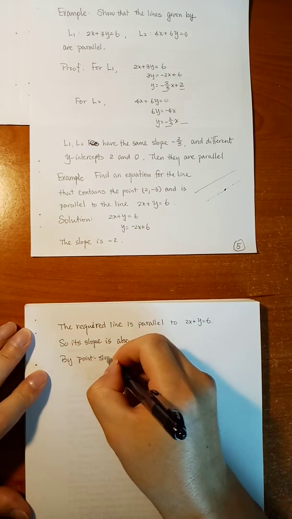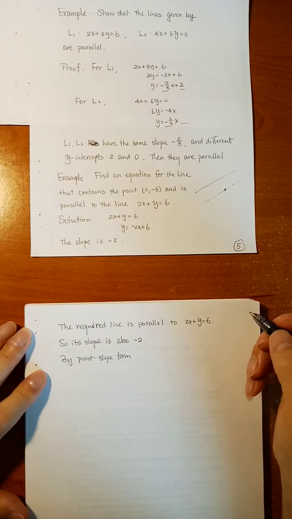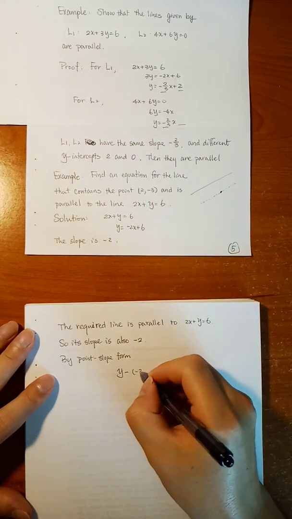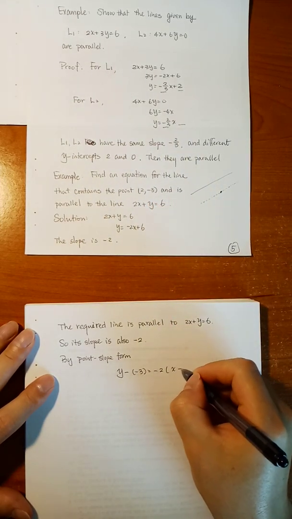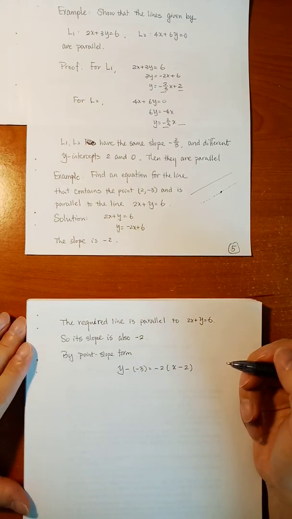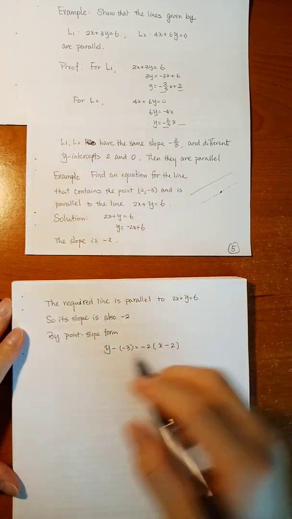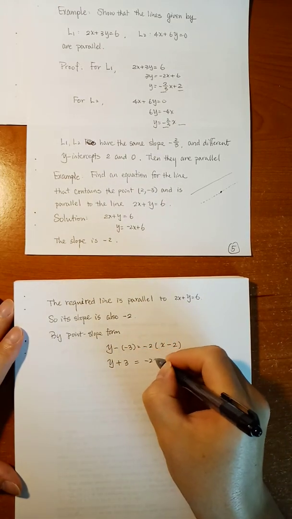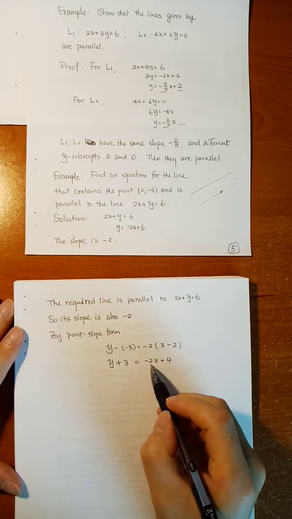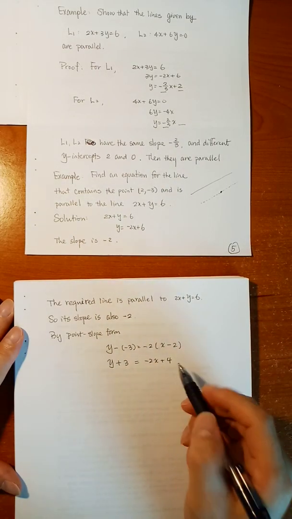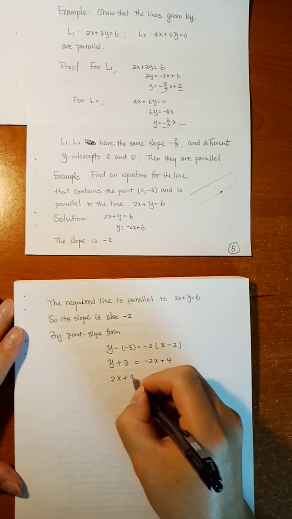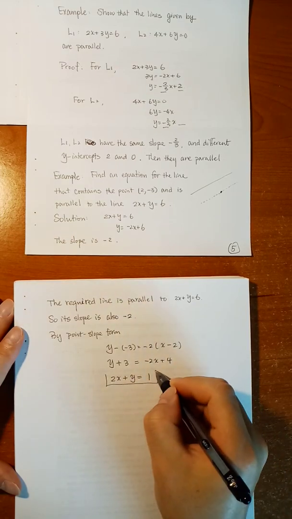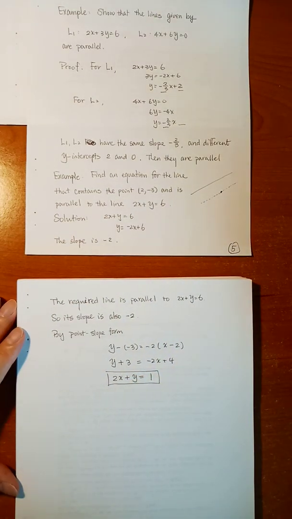What do we get? We get y minus negative 3 is equal to negative 2 times x minus 2. Point slope form. Let's simplify it. So y plus 3 equals negative 2x plus 4. We move this negative 2x to left side, 3 to the right side. 2x plus y is 1. 4 minus 3 is 1. So this is a general form of the required line.